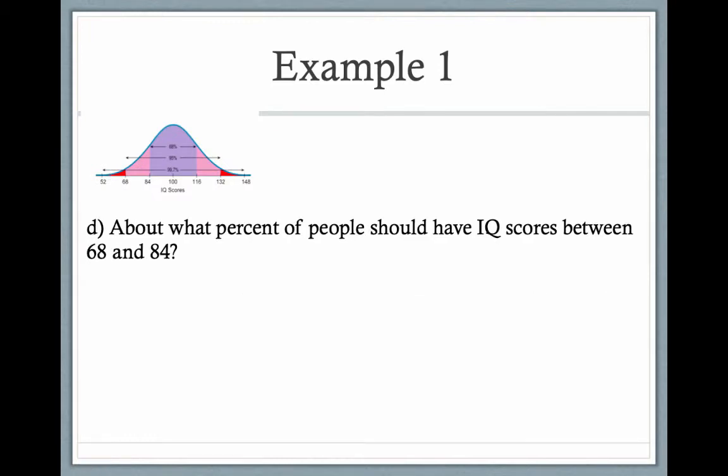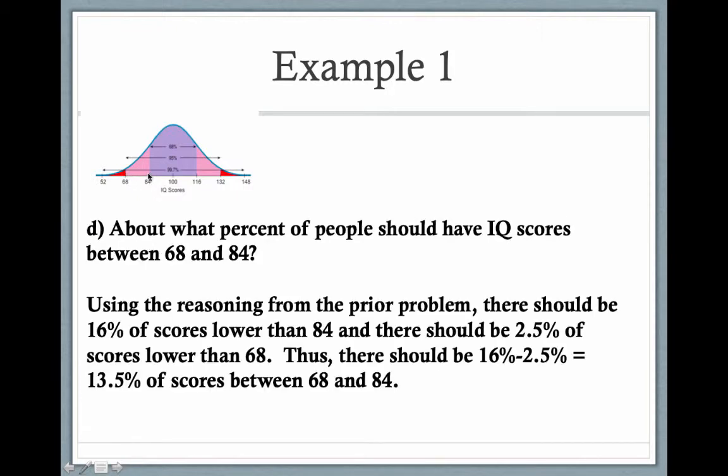About what percent of people should have IQ scores between 68 and 84? So this region right here, 68 and 84. Using the reasoning from the prior problem, there should be 16% of scores lower than 84. Now, we need to subtract off all the ones below 68. So we need to think through that.